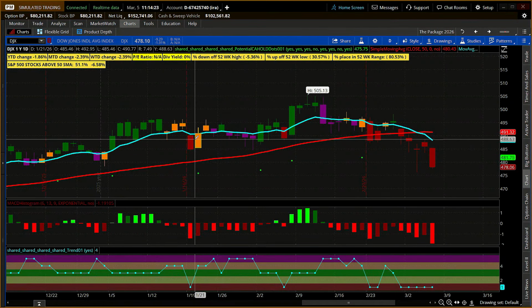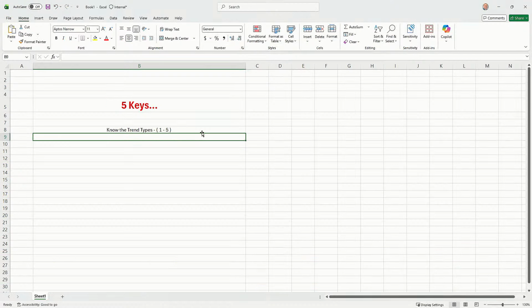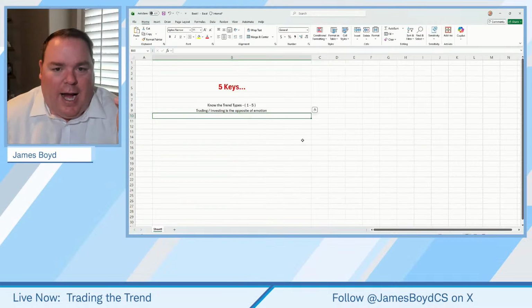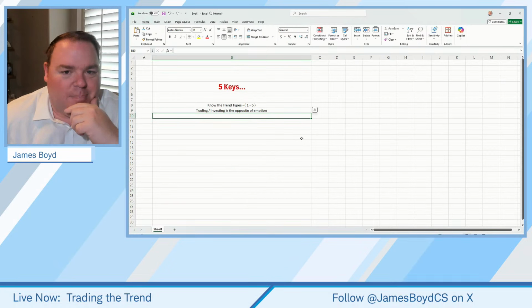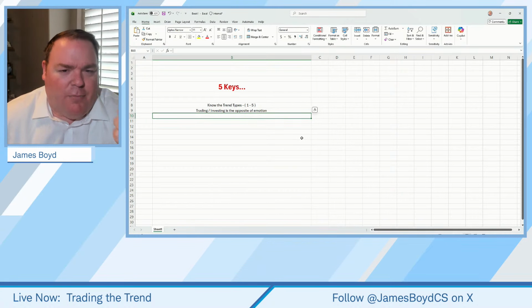The second thing I think we need to make mention of is that trading and investing is the opposite of emotion. Don't laugh at me when I tell you this, but when I first got started investing, if I had done the opposite of what I did initially, I probably would have been profitable. You ever feel like that? The opposite of what you feel, the opposite of what you think? Maybe that was just me.